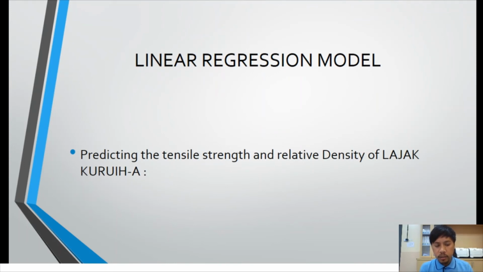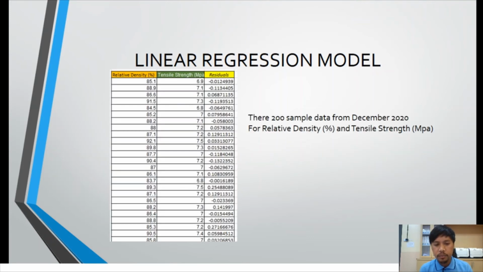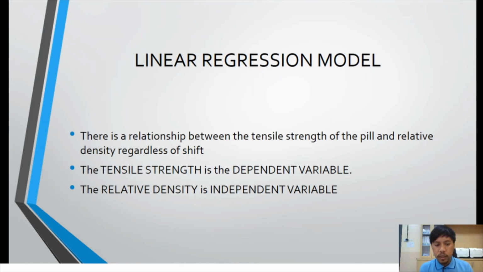Linear regression model is used for predicting the tensile strength and relative density of Lajak Kuruih A. From the question, we are given 200 sample data from December 2020 for relative density and tensile strength. In the linear regression model, there is a relationship between the tensile strength of the peel and relative density regardless of shift. The tensile strength is the dependent variable and the relative density is the independent variable.